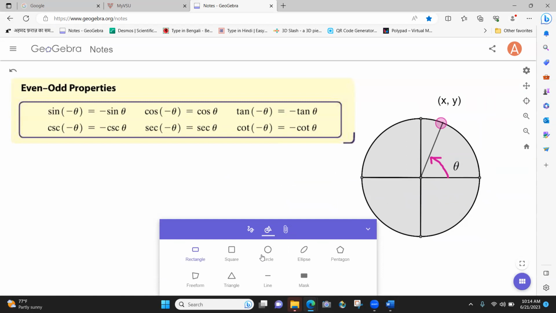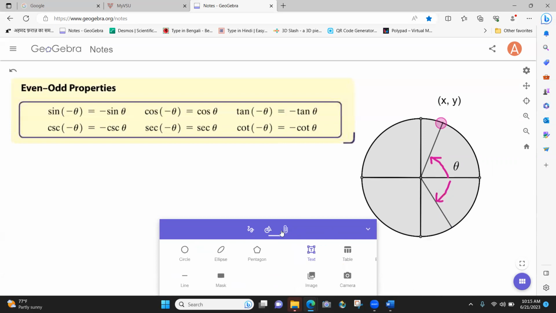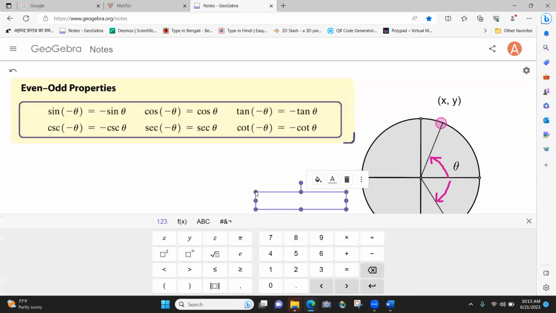And let's say you have another one here, negative theta. Because it's the same angle, but going in the opposite direction, clockwise. All right, so I'm going to say it's negative theta.